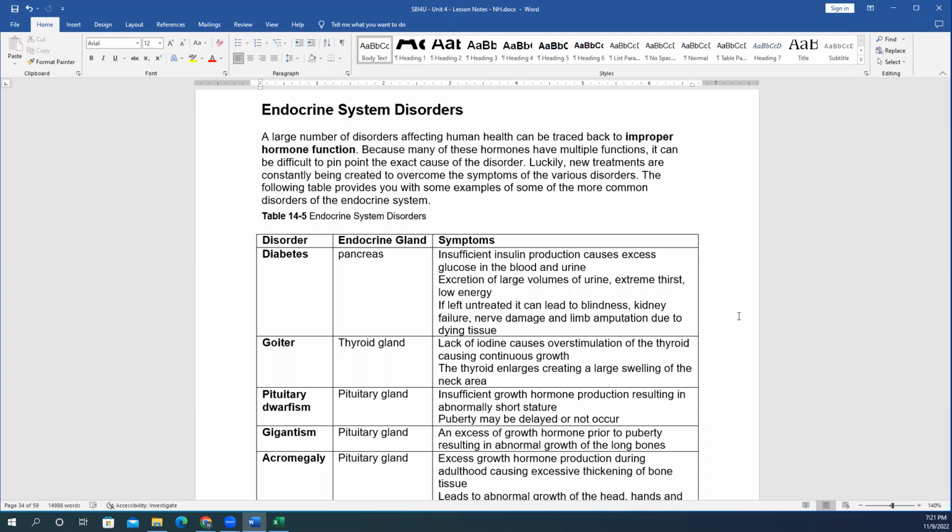It can sometimes be difficult to pinpoint exactly what is the cause of a disorder, but there are new treatments that are constantly being researched and found to overcome the symptoms of various disorders. And here in this table, we have an example of some of the more common disorders of the endocrine system.